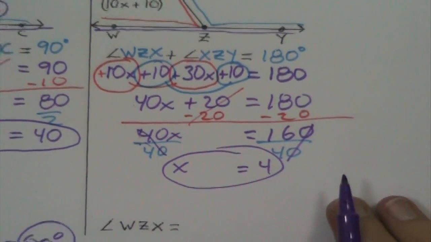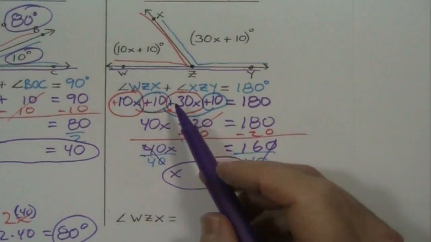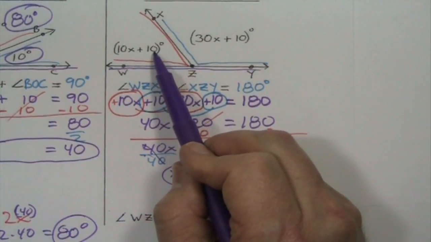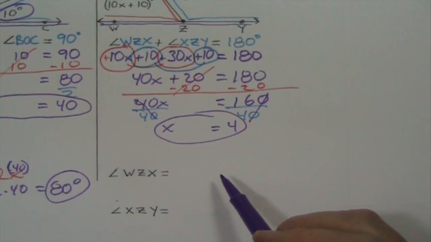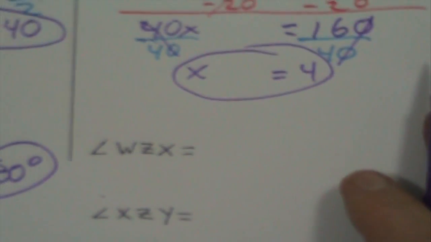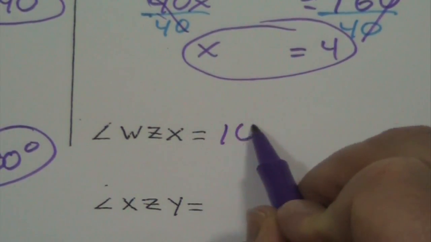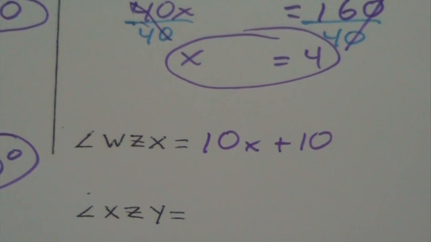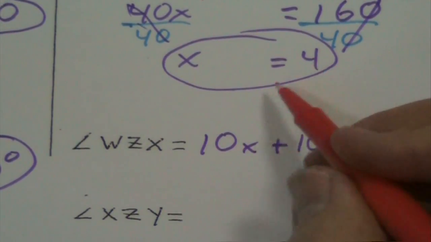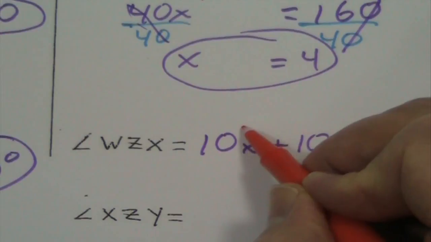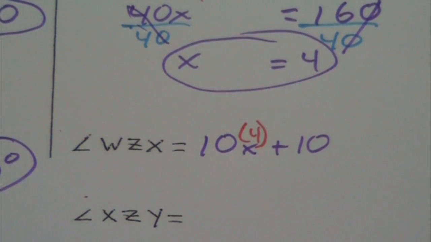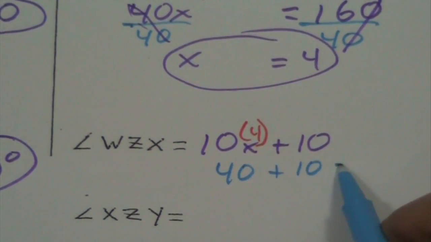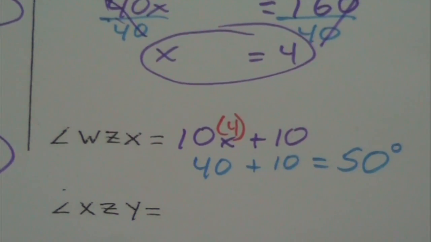So now we need to solve those two angles. Okay, our first angle was this one right here. WZX was 10x plus 10. Okay, so down below here, 10x plus 10. So what I need to do now is substitute the x with 4. That's what we have for x, 4. So if I put a 4 in there, you can see that you're going to have 10 times 4, that's 40, plus 10, that's 50, 50 degrees.